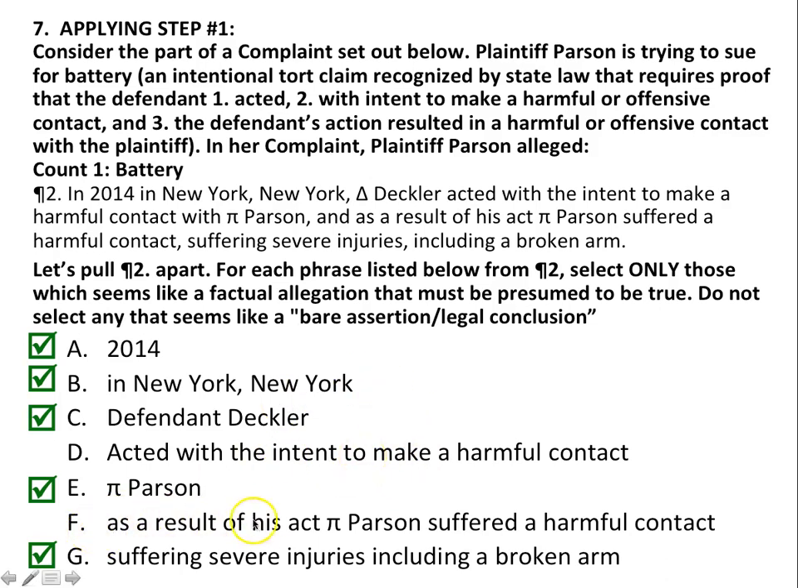Same with F. As a result of his act, plaintiff Parson suffered a harmful contact is simply a reassertion or repetition of the legal element number 3, the defendant's action resulted in a harmful contact. What's key to realize is we're not saying it's wrong to include these in the complaint. All we're saying is that without some concrete facts to back these up, you cannot use these to successfully state a claim because there's not enough factual content to back up that element.